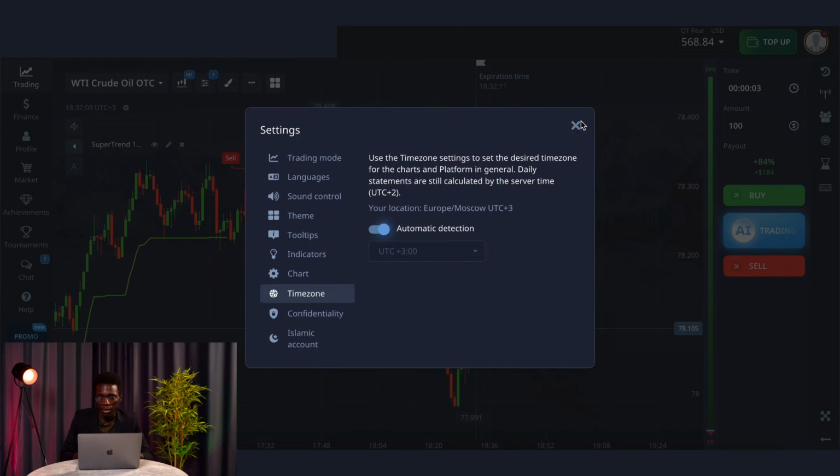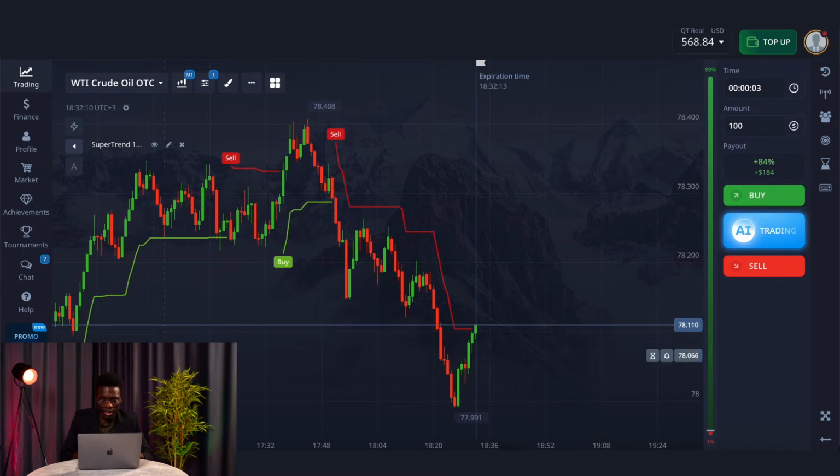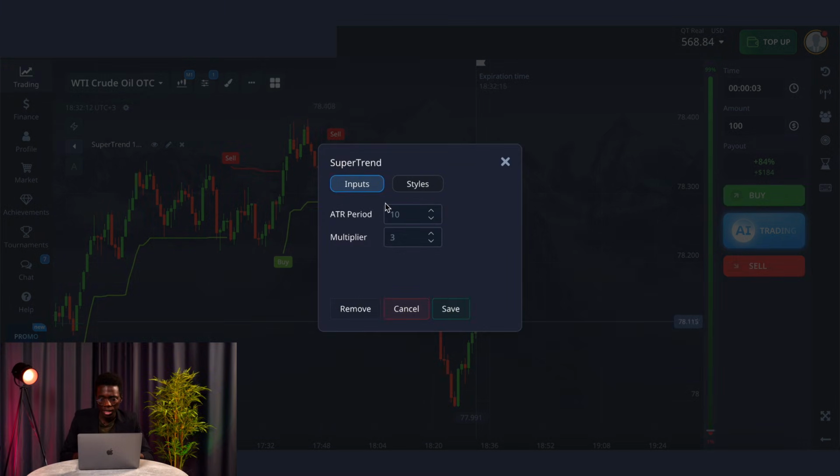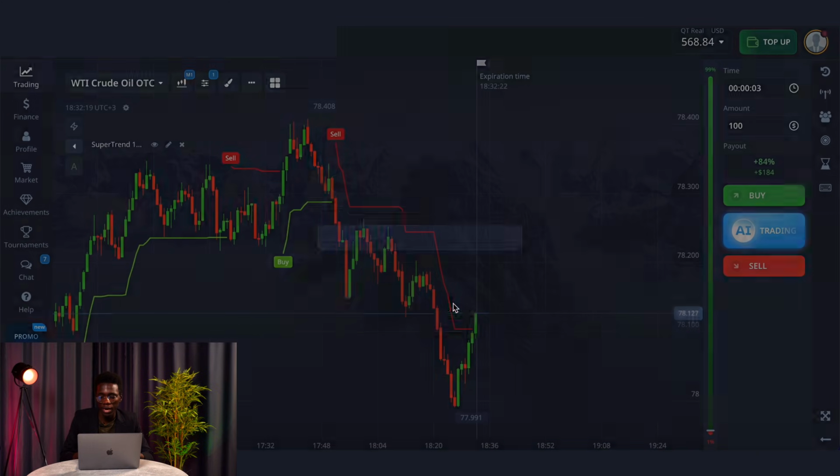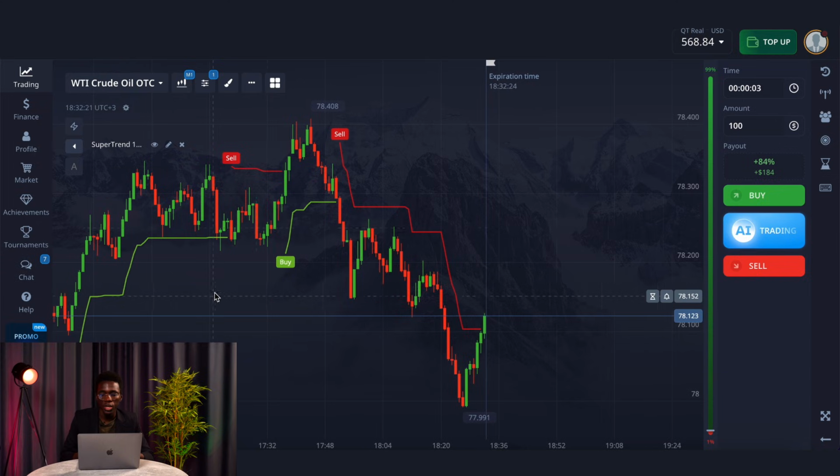So as we can see on our particular indicator, what are the things that can be edited? We can edit the inputs, which leave the ATR period at 10 and the multiplier at 3. You can change the color, but I choose to leave it on green and red because that's what I usually do. So, explaining this indicator, let me take my screen brush.